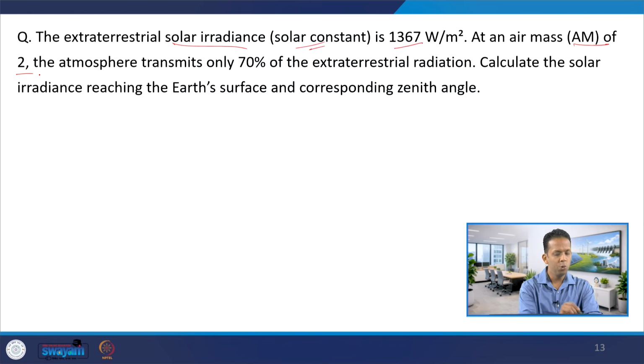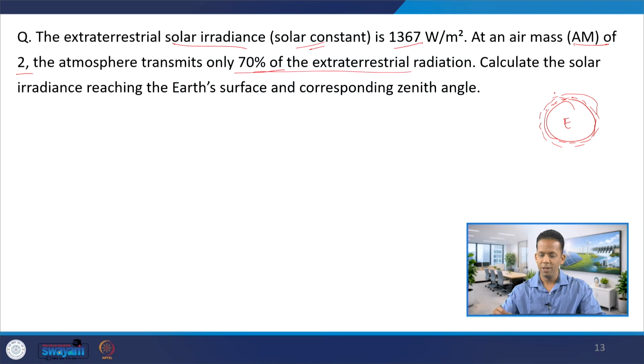At an air mass of 2, the atmosphere is able to transmit only 70% of that radiation. So if this is the atmosphere and this is the surface, at this point we have the radiation as 1367. Now when it passes through the atmosphere, it governs the property of air mass. So if air mass is 2, only 70% of the radiation is able to reach the earth's land surface.